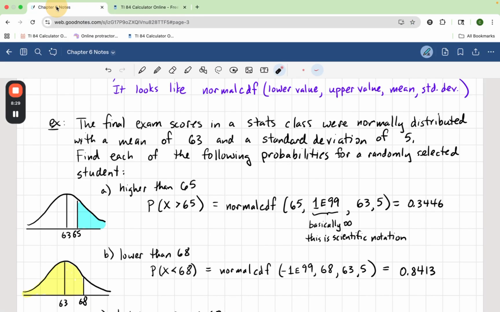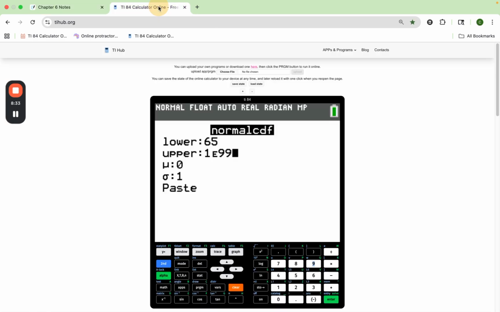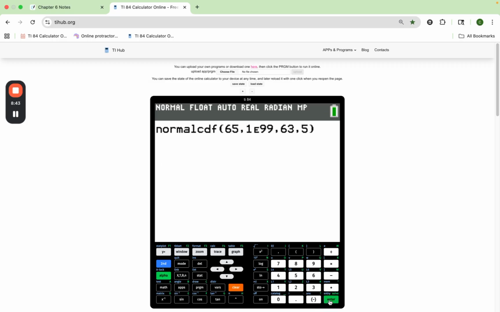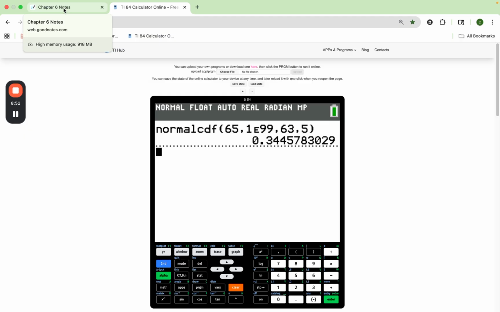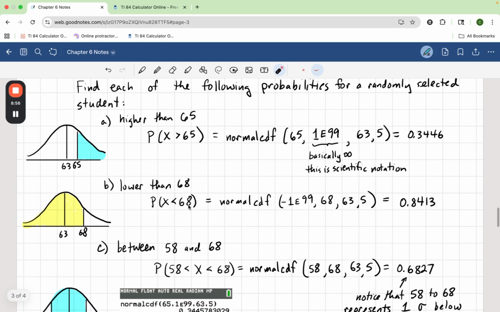All right? So the mean is 63 and the standard deviation is 5. So I'll go down here. I input the mean is 63. The standard deviation is 5. Then I hit paste. Got to hit it one more time. And there's our probability. So probability a student gets greater than a 65 is 0.3446.